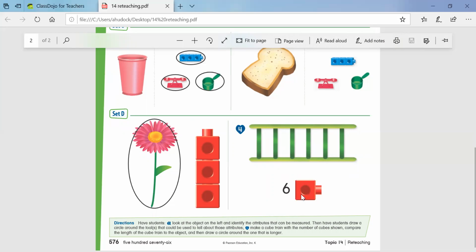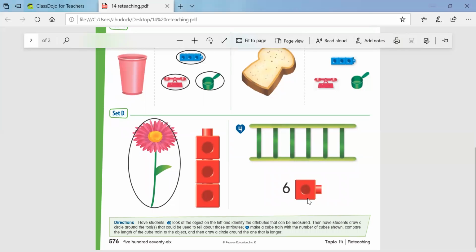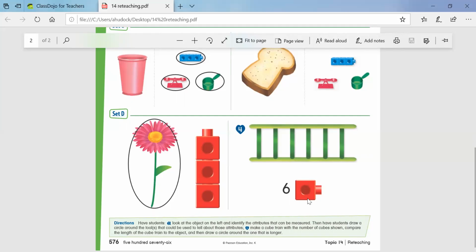For this one, it says to make a 6 cube train. I didn't have cubes at home. However, I kind of traced the cubes from the flower set and I put it next to it. And I will let you know that the cube train for the 6 is a lot longer than the ladder. So if you made the 6 cube train yourself, you would circle the cube train, which is longer. I kind of had to give you the answer on that one because I know a lot of you do not have cubes at home.